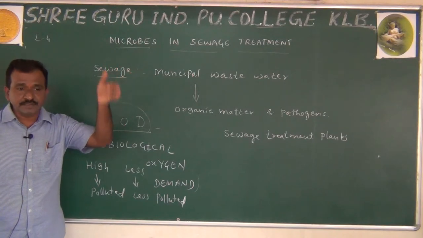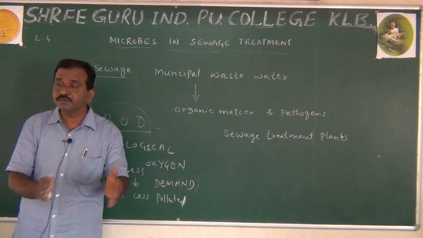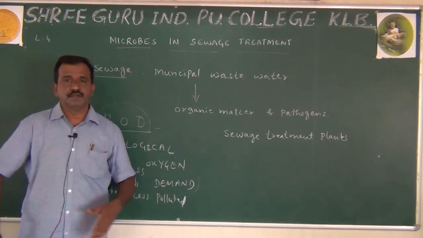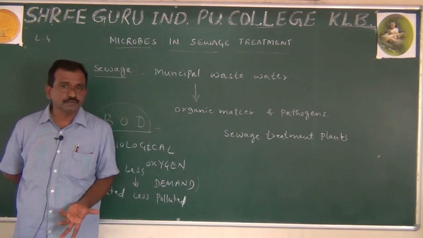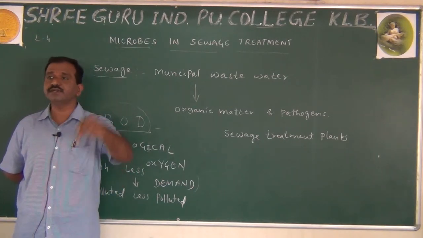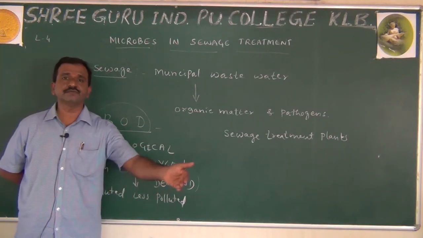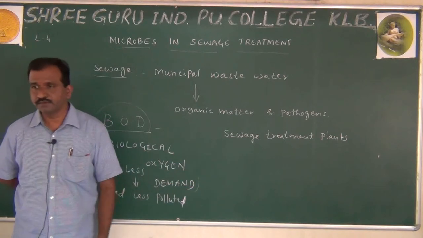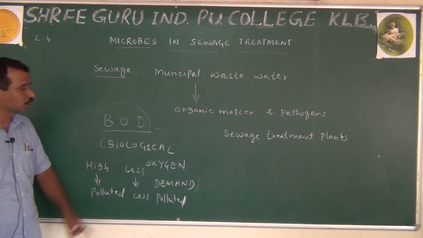Why does the BOD increase? There is a demand of oxygen taking place in the river, demand because of the sewage waste. When the sewage water enters, oxygen has to be consumed. For what purpose? Oxidation of the organic matter. Then what will happen? There is a need of oxygen for the living organisms. Hence, we always have to check the BOD of the water.